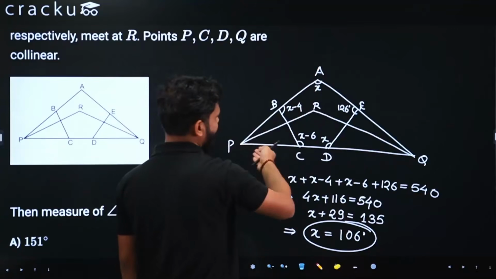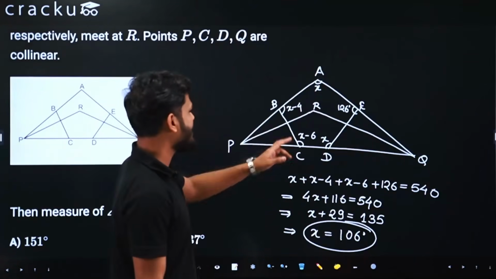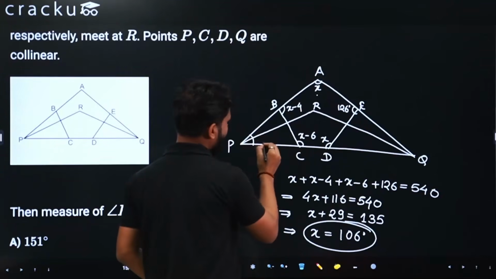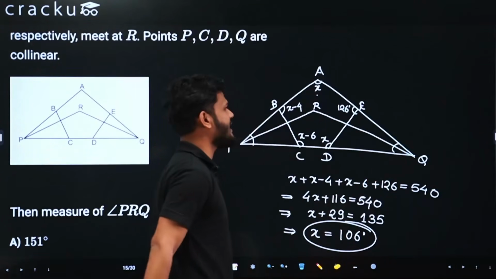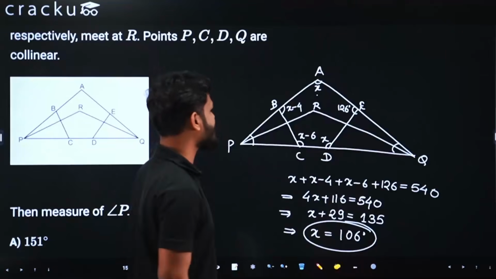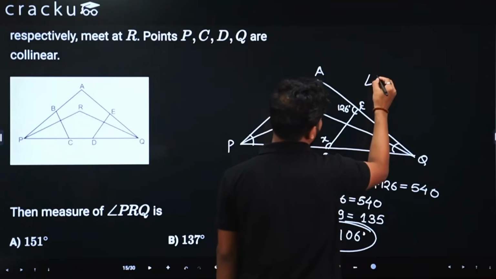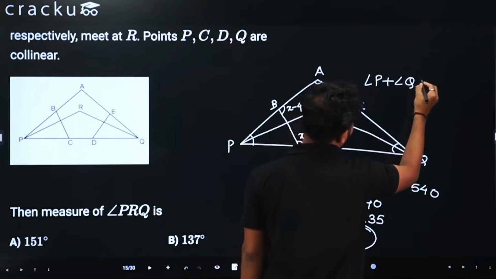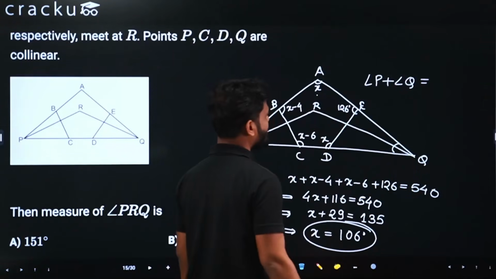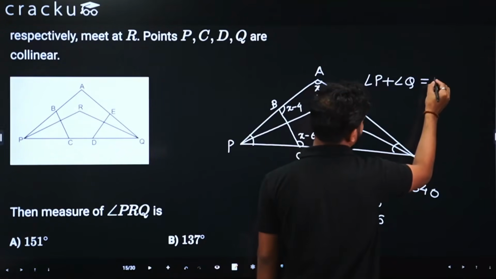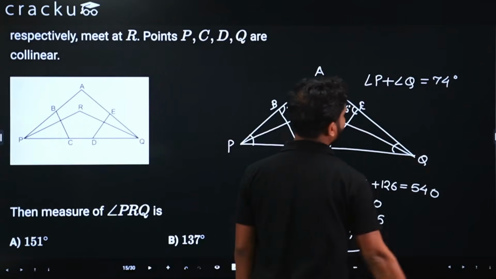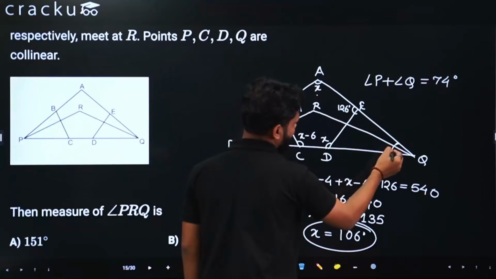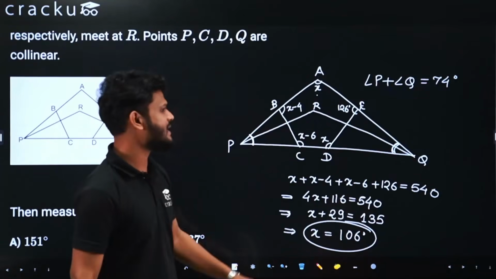Now in triangle APQ, angle A plus complete angle P plus complete angle Q is 180 degrees, and X is 106 degrees. So can I say angle P, which is the complete one, plus angle Q is equal to 180 minus 106, which is 74 degrees, right? So the complete angle P plus the complete angle Q will be 74 degrees.